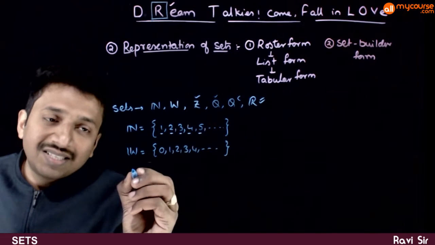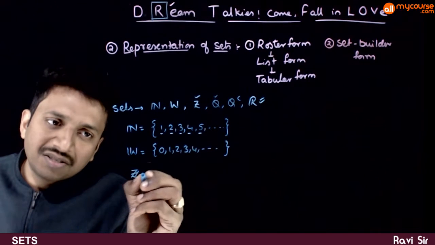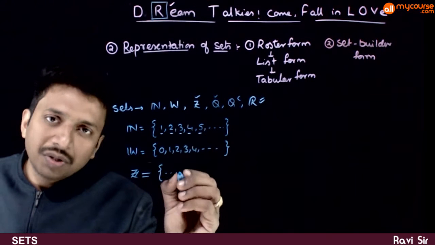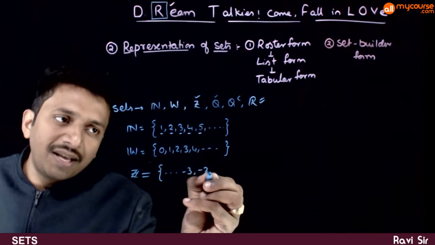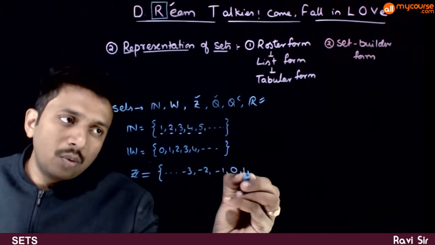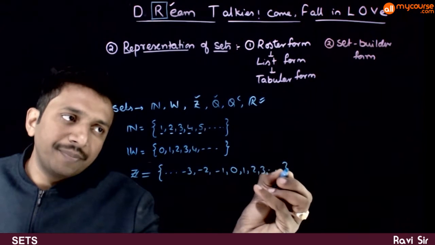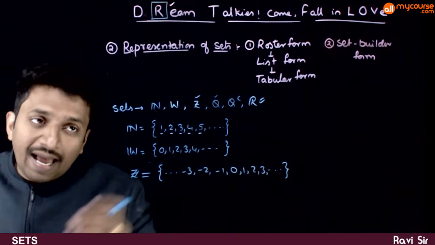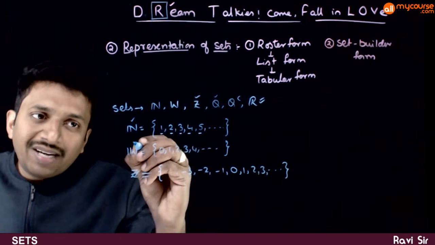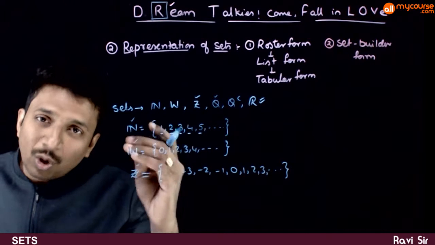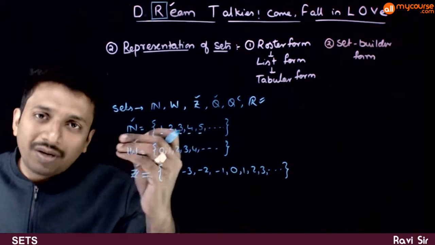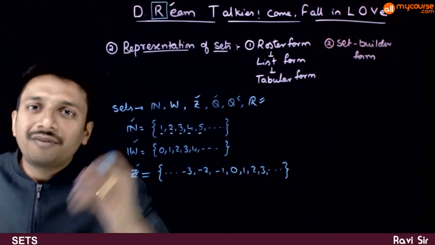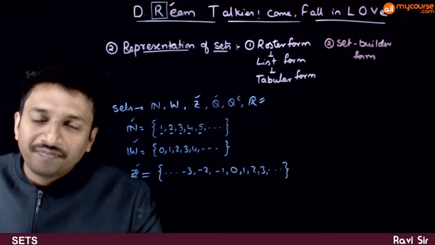So what is the set of integers? The set of integers is ..., -3, -2, -1, 0, 1, 2, 3, and so on. This is the set of integers in roster form. And we don't write the set builder forms for these because they are so basic that you need to understand what they are. So using these sets, we write the set builder form for complicated sets.